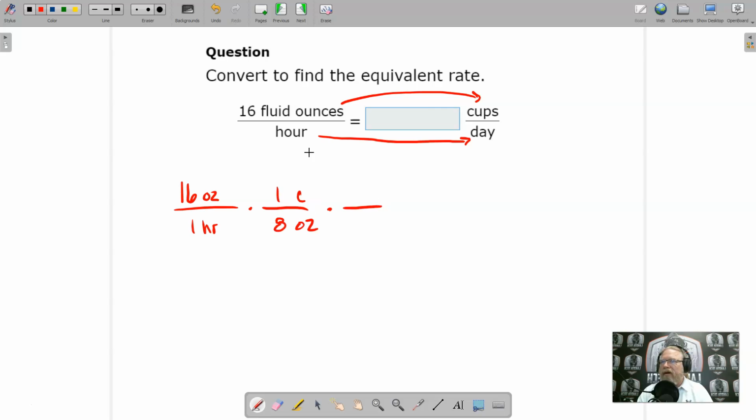Now I need to convert hours to days. Hours is in the denominator, so I want it in the numerator. And hours to in a day.